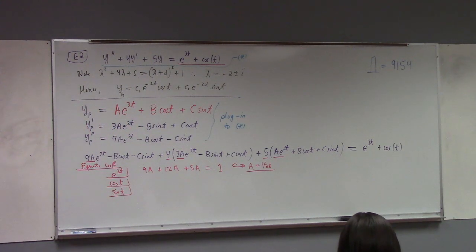I would point out that the e to the 3t has essentially nothing to do with the cosine. These are two parallel stories that are happening at the same time, but they're not really interacting whatsoever, are they? If you look at the calculus here.